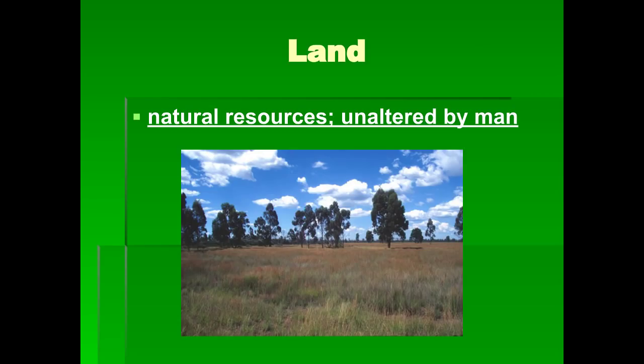So land means natural resources, things that are unchanged by man. So if you think about our school, like our school is built on land, so that's a very obvious connection there. So if you could think to yourself of other natural resources that went into building our school.